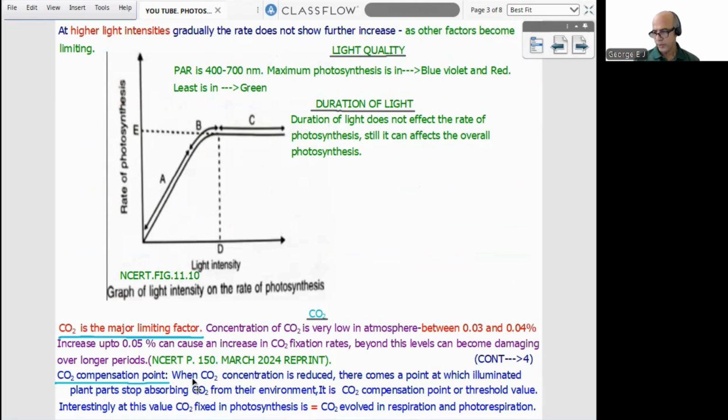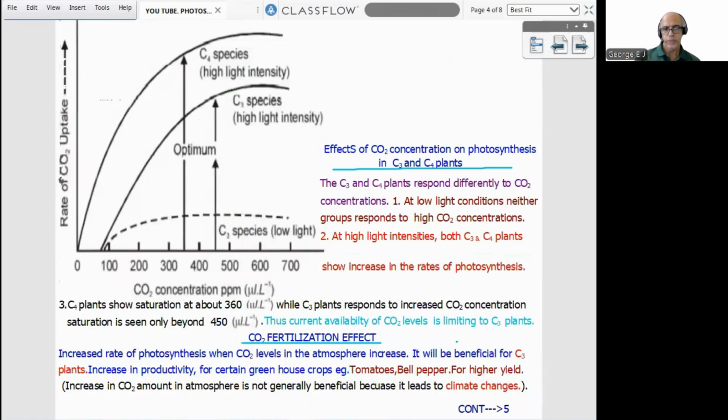After that, we entered into carbon dioxide, a major limiting factor, amount of carbon dioxide, a slight increase will be beneficial. Then carbon dioxide compensation point, photosynthesis and respiration, equal amount of carbon dioxide. After that, again a graph, C4 and C3 compared. For C4, 360, 350 is sufficient, while C3 can go up to 450, 460. Then carbon dioxide fertilization effect, a slight increase will be beneficial for C3 plants, and two plants, tomato, bell pepper, etc. And a side effect of it, it may affect climatic change if there is a slight increase in carbon dioxide.